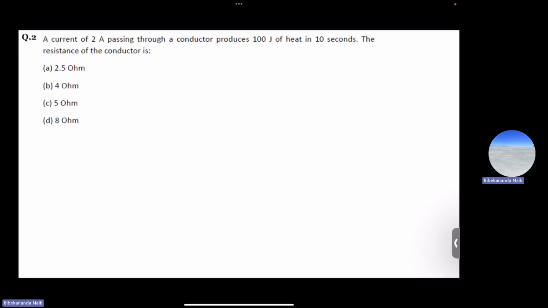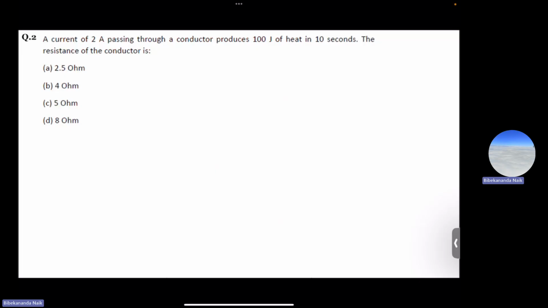Now let's move to question number 2. Question number 2 says a current of 2 ampere passing through a conductor produces 100 joule of heat in 10 seconds. The resistance of the conductor is, options are option A 2.5 ohm, option B 4 ohm, option C 5 ohm, and option D 8 ohm.